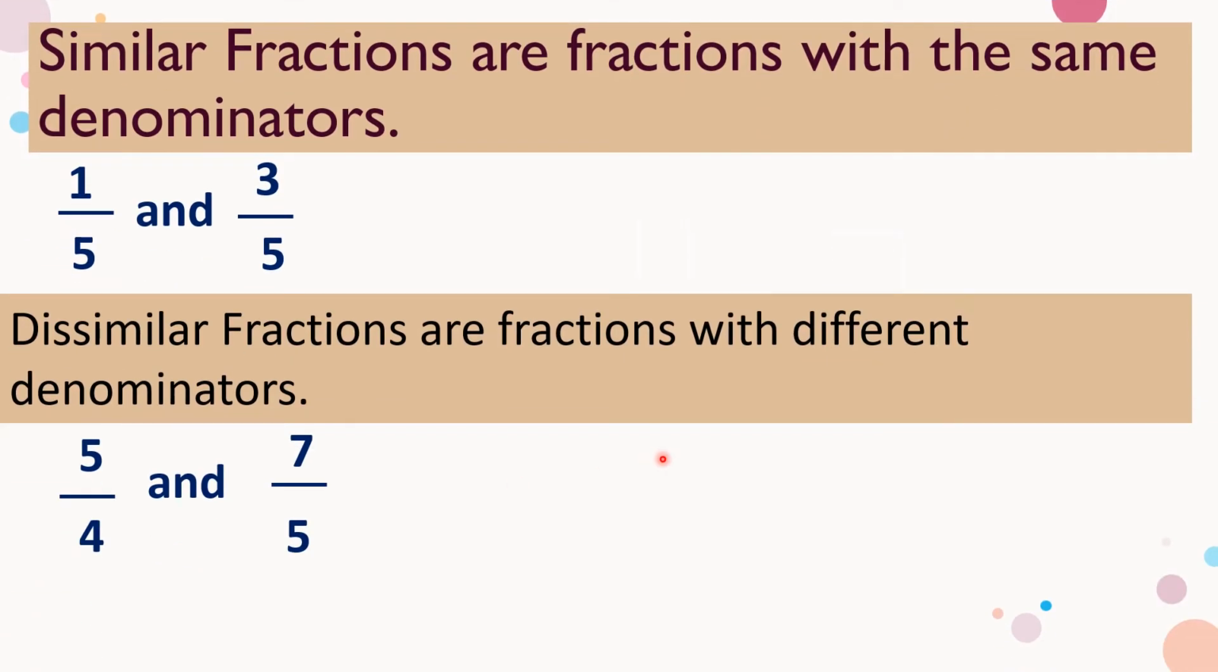Addition and subtraction of dissimilar fractions. Similar fractions are fractions with the same denominators, like 1/5 and 3/5. They have a common denominator, which is 5. While dissimilar fractions are fractions with different denominators, like 5/4 and 7/5. They have different denominators, 4 and 5.